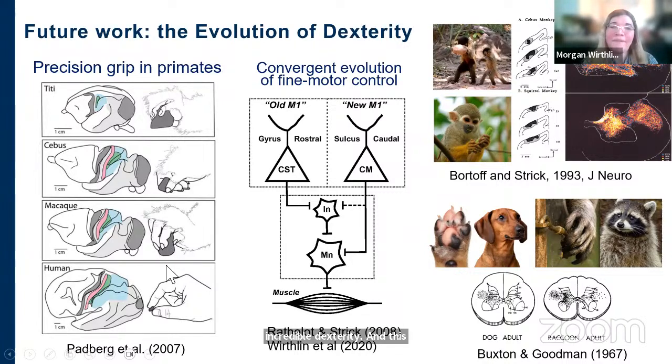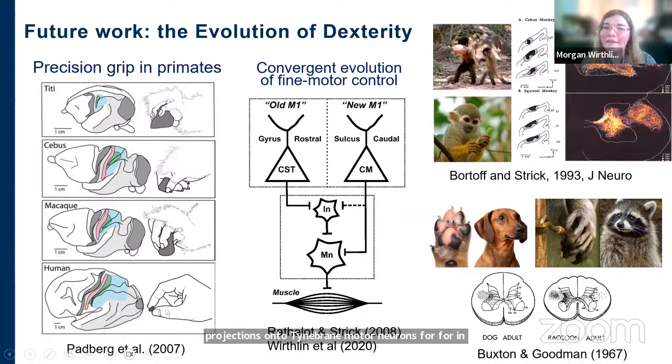And this has been previously connected to a novel pathway within the motor cortex called, by Peter Strick and colleagues, the new M1, which is making more of these direct corticospinal projections onto the hindbrain motor neurons for, in this case, the representation of the hand.